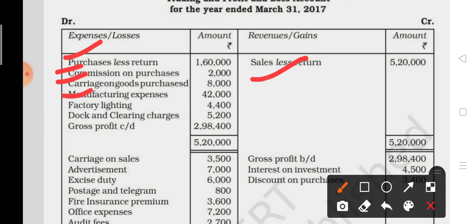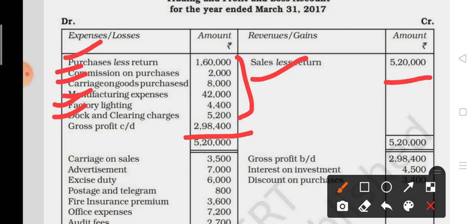Manufacturing expenses are direct expenses, factory lighting is a direct expense, dock and clearing charges are direct expenses. See children, direct expenses means all the factory expenses, you have to take them in direct expenses. Okay, now after that you have to balance both sides. Here the credit side is greater, so subtract the debit side, and the answer of 2,98,400 gross profit will come.